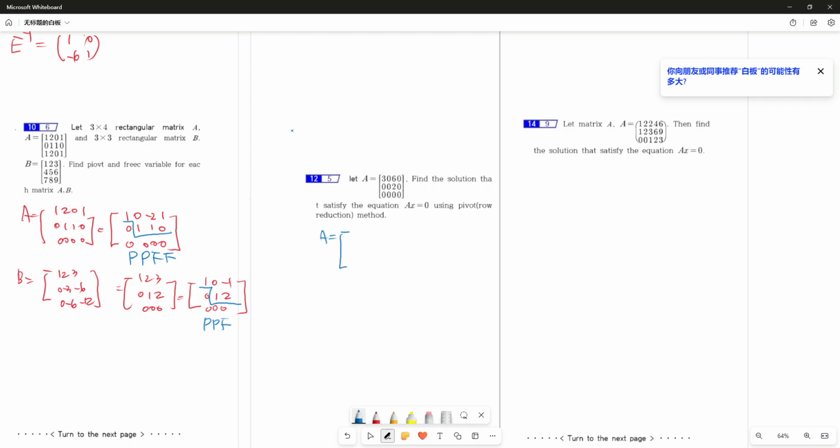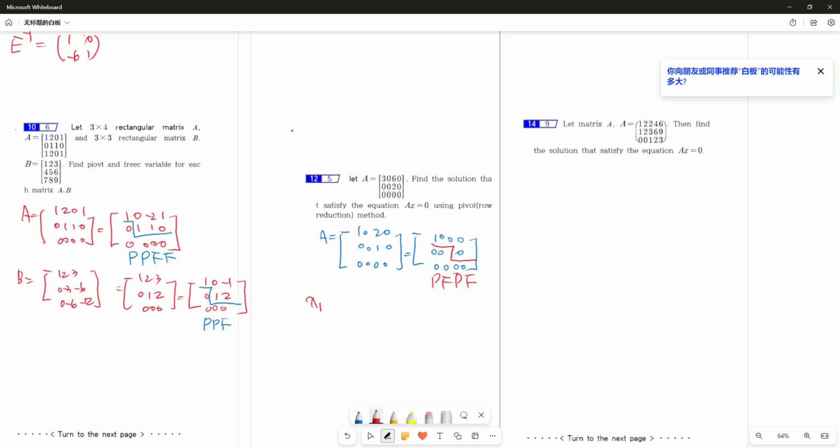So using the reduced echelon form, A equals 1, 0, 2, 0, 0, 0, 1, 0, 0, 0, 0, 0, and one more time 0, 0, 0, 0, 0, 0, 1, 0, 0, 0, 0, 0, zeros. Too many zeros are there. Anyways, so the pivot and free and pivot and free.